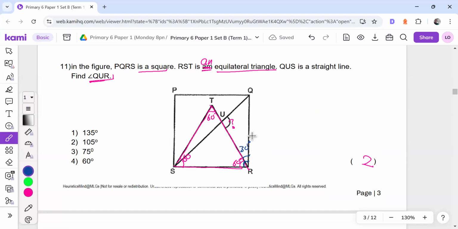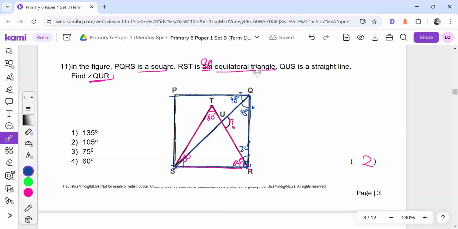This is 30. 90 minus 60, I get 30. And then you get stuck. You get stuck because you forgot that when you cut the square into half, you cut 90 degrees into half, 45 degrees. Those of you who get stuck, right? So you cut the 90 degrees into half.